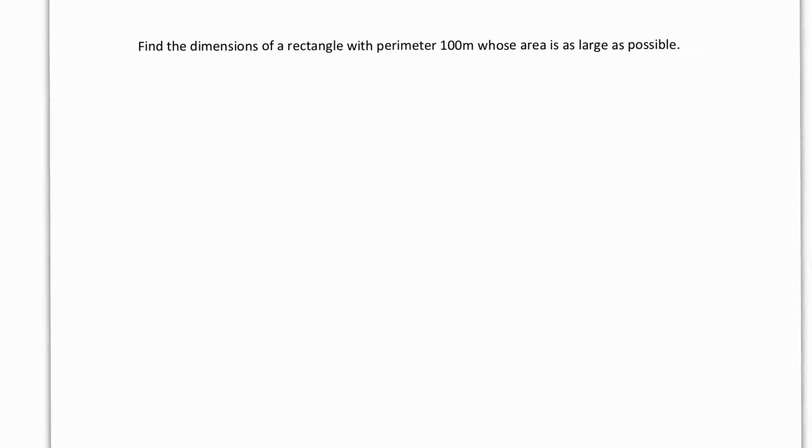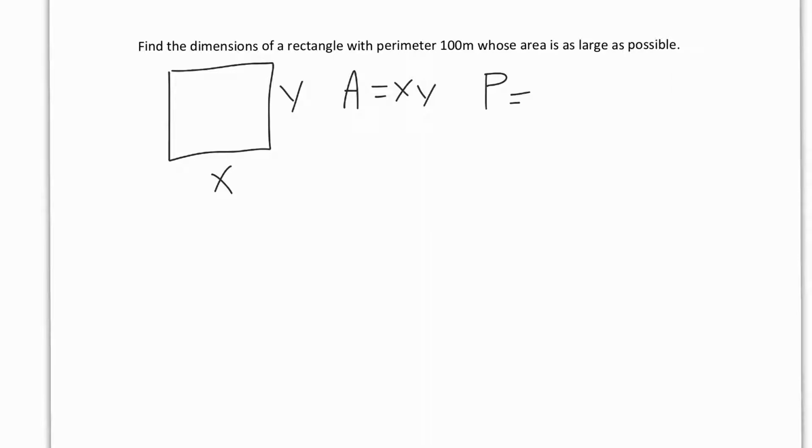So here's another rectangle problem. Find the dimensions of a rectangle with perimeter 100, whose area is as large as possible. So similar to the other one, but this time we don't have a river. So we just have our x and our y. Area is equal to xy. Perimeter is equal to, well, 2x plus 2y. So 100 is equal to 2x plus 2y.